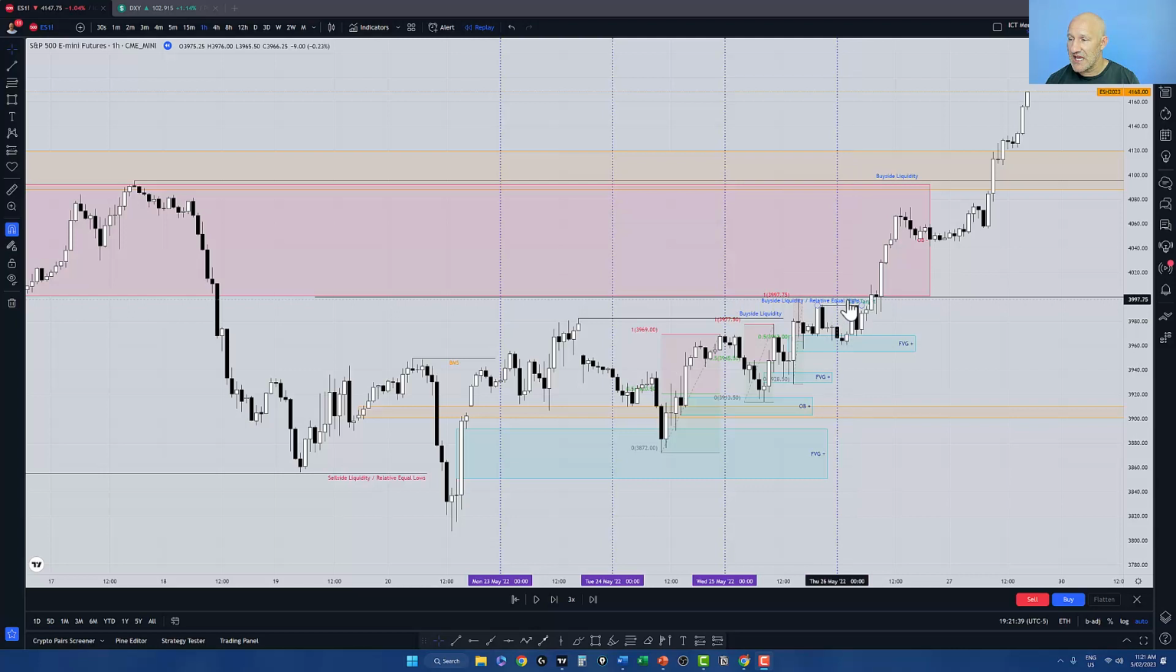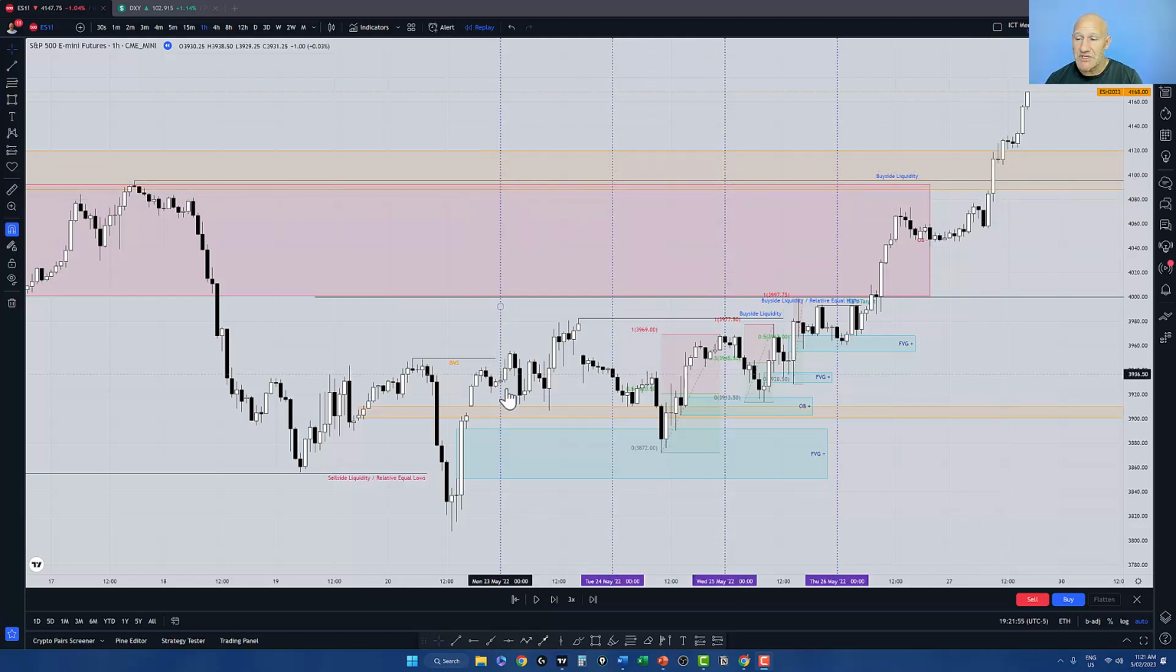It doesn't actually take out these highs. We create relative equal highs, so we just match the previous highs before trading down lower as we come into that 9:30 open, and then the market takes off and attacks that buy side liquidity and that volume imbalance here.